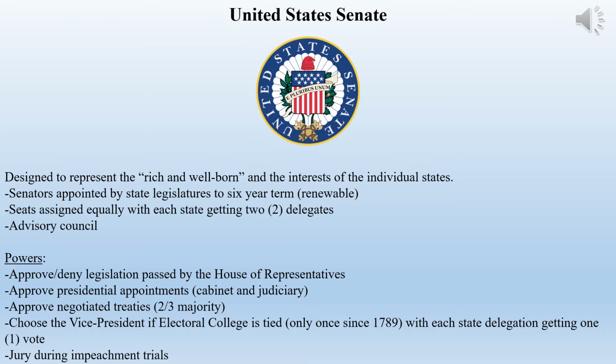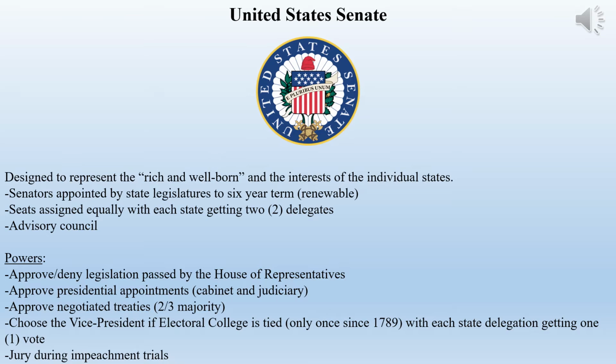The upper chamber of Congress is called the United States Senate. And this is designed, at least symbolically, after the Roman Senate of the ancient Roman Republic. The United States Senate is designed to represent what the founders considered the rich and the well-born, but also to represent the interest of the individual states. Senators, under the original Constitution, were appointed by the state legislatures to a 6-year term, which was renewable. Today, of course, that has been changed, and now we do vote for them by direct election in each state.